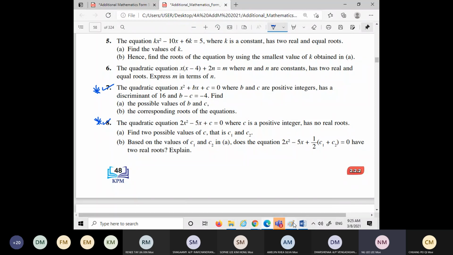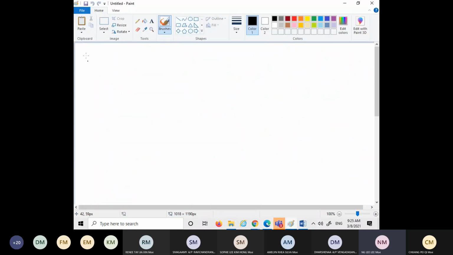Now we look at question number 7. The quadratic equation x squared plus bx plus c equals 0. They say b and c are positive integers, which is very important. All these are constraints for the variable. Integer means no decimal, no fraction. It has a discriminant of 16, and b minus c is negative 4.